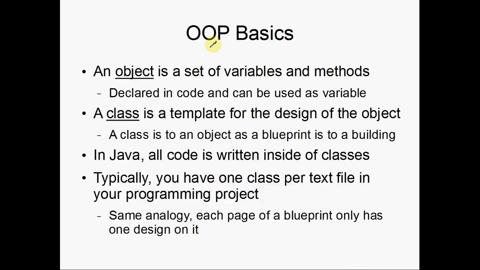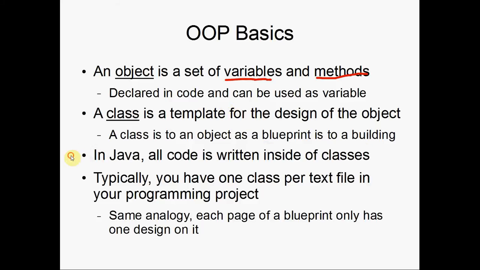So here's some basics about object-oriented programming. An object is simply a set of variables and methods. An object is declared in code, just like you would an integer or a Boolean, and it can be used as a variable. A class is a template for the design of the object. So a class is sort of to an object what a blueprint is to a building.